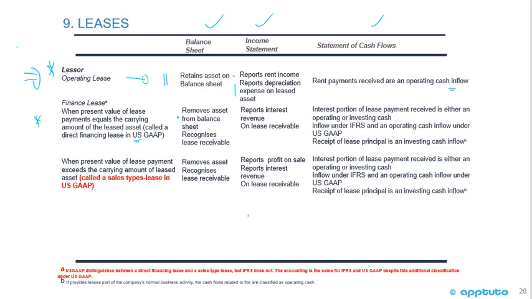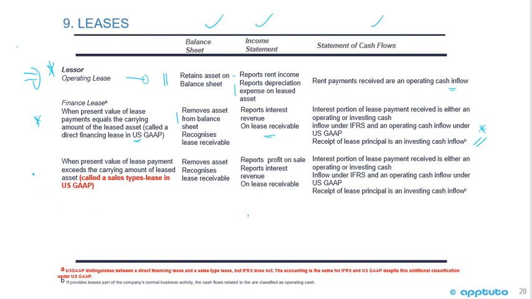So we remove the asset from the balance sheet, and we're going to have a lease receivable. We report the interest revenue on the lease receivable, and the interest portion of the lease payment received is either an operating or investing cash flow under IFRS, and it's an operating cash flow under US GAAP. So it's important to remember that you have a choice under IFRS. And of course, the receipt of the lease principal is an investing cash flow.